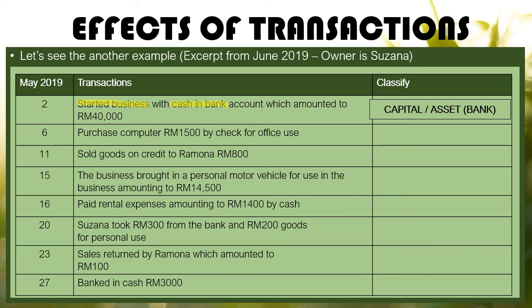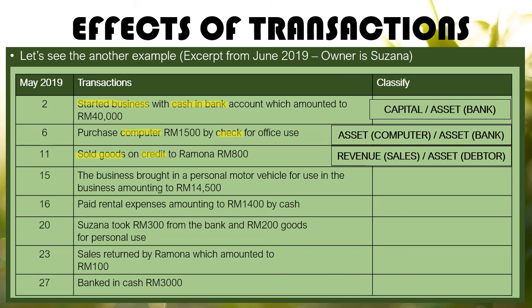Okay. Yang nombor 2 pula, dia purchase komputer menggunakan cek. Okay. Jadi aset kita bertambah, aset kita pun berkurang. Lepas tu dia kata so goods on credit. So kita buat jualan secara hutang kepada Ramona. So Ramona ni kita punya accounts receivable ataupun debtors. So revenue kita bertambah, aset kita pun bertambah.